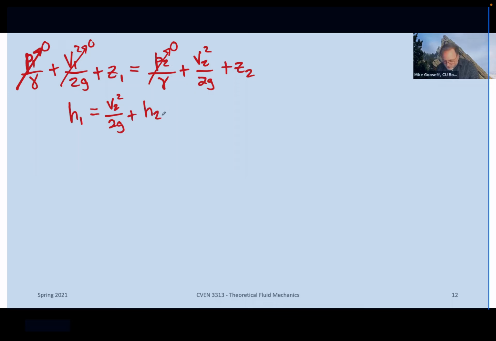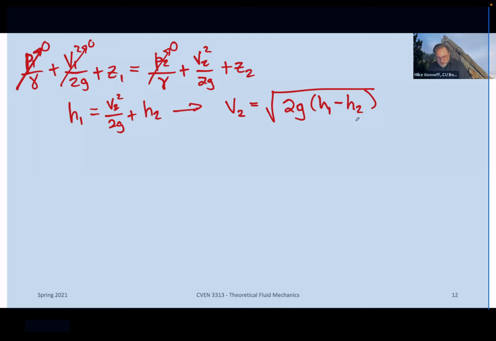So we can basically rewrite this and say that V2 is going to be equal to the square root, as we've talked about before, of 2 times g times (H1 minus H2), as it works out.